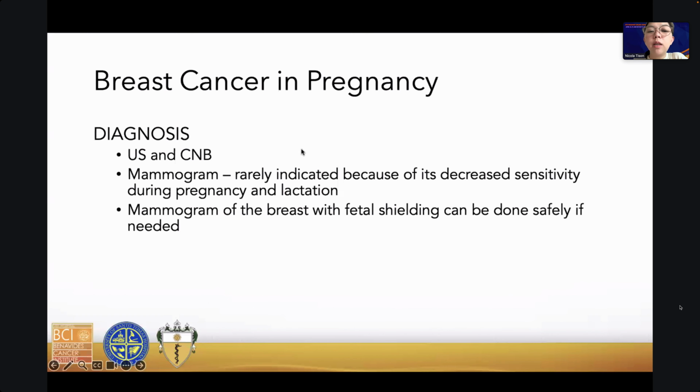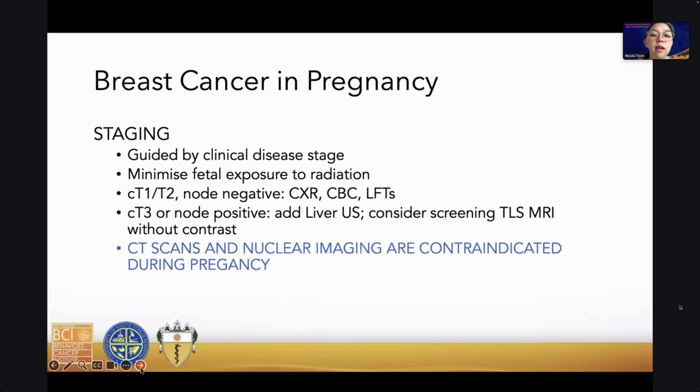So to diagnose, usually we would just request for a breast ultrasound and do a core needle biopsy. Mammogram is rarely indicated because of the decreased sensitivity due to pregnancy changes. If we have patients who really want a BCS, then we can actually do a mammo with fetal shielding, and the radiation delivered is actually very minimal and will not be detrimental to the fetus. However, normally, we really would not do a mammo and try to decrease the amount of radiation delivered to the fetus.